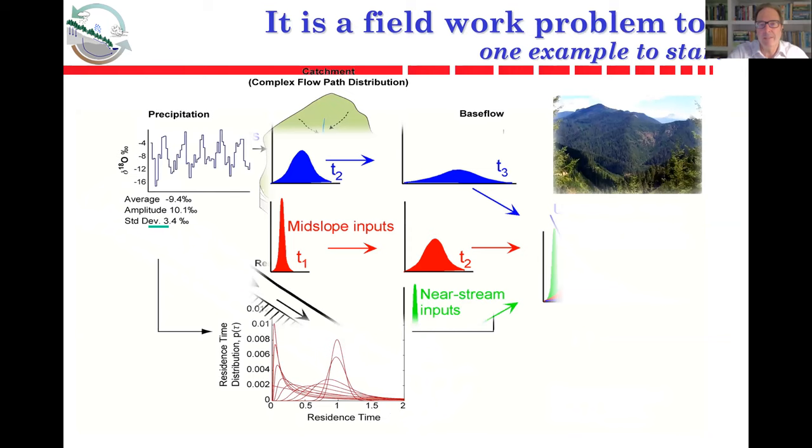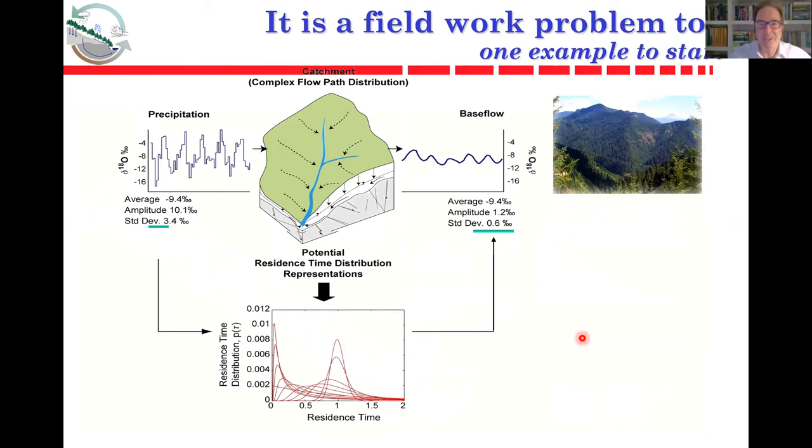Let's look at an example to start with. So here again, we've got the catchment cartoon you've seen many times. We're going to go to this watershed. This is in the northwest United States in Oregon. We've talked about this watershed already, the H.J. Andrews Experimental Forest. And we're going to blend or convolve the input signal with a transit time distribution function to give us the best fit here.